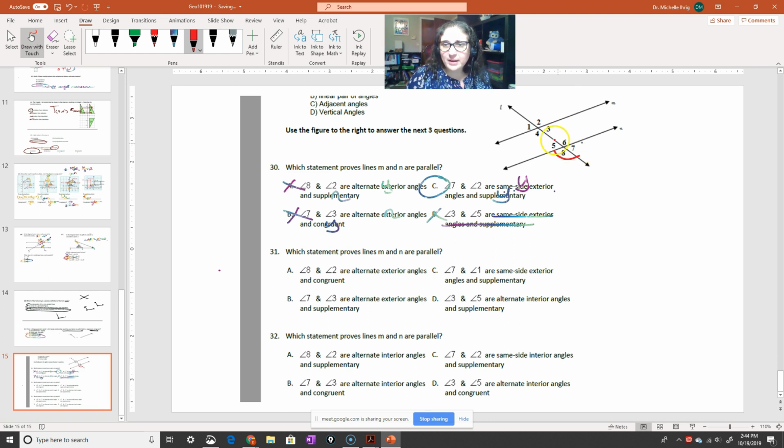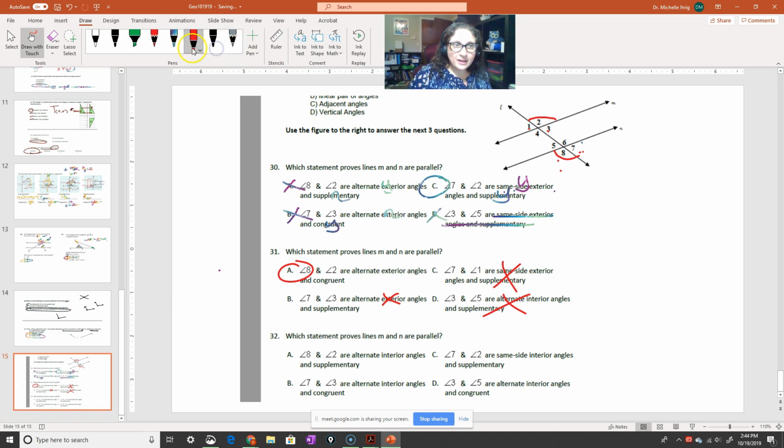Nope, they're not. Okay. 8 and 2 are alternate exterior angles. Yes, they are, and they're congruent. There you go. 7 and 3 are corresponding. That's why it's not this one. 7 and 1 are same side exterior. They're not. They're alternate exterior and congruent. 3 and 5 are alternate interior, but they're congruent, not supplementary. That's why it's not that one.